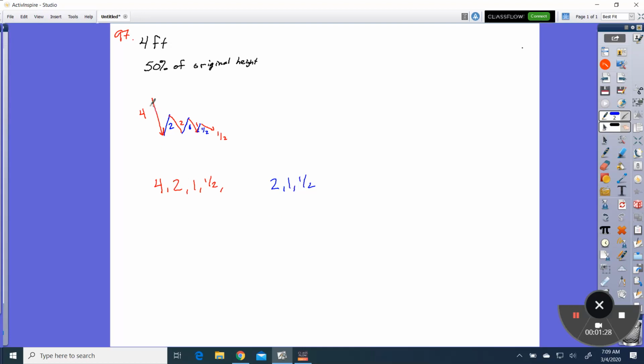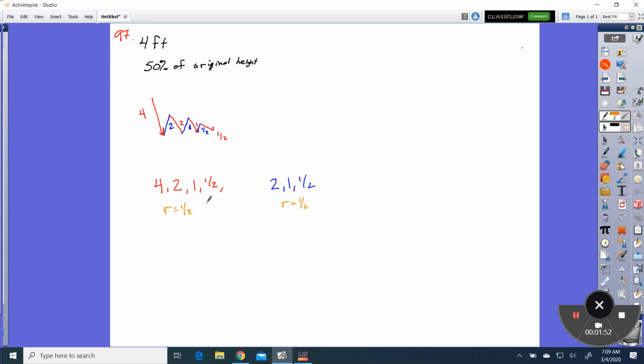Yeah, so it doesn't want just total distance going down. It wants how much has it gone back up, down, up, down, up, down. So that's what it's asking, how much has it gone up and down the whole time. And so these are both geometric with r equals 1/2, right?